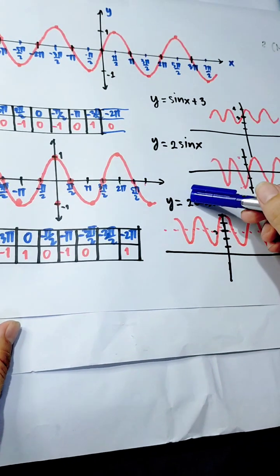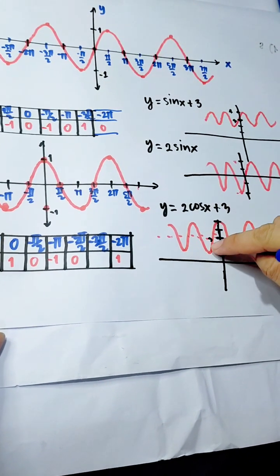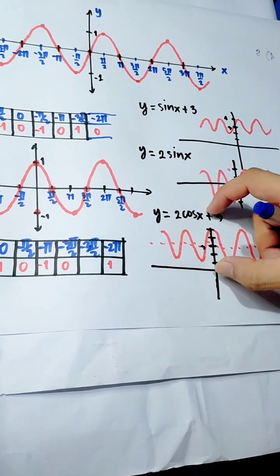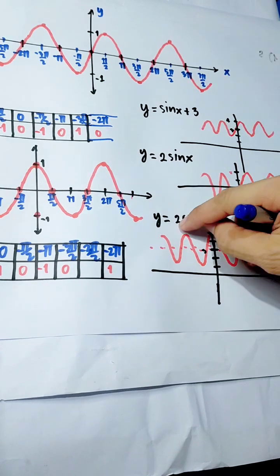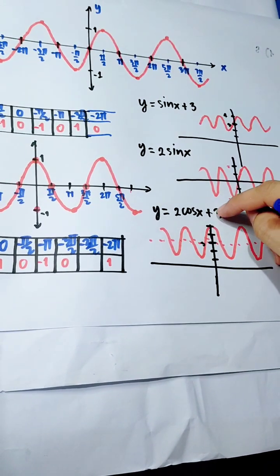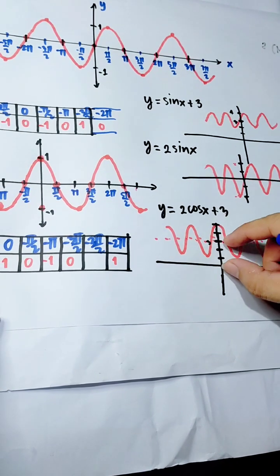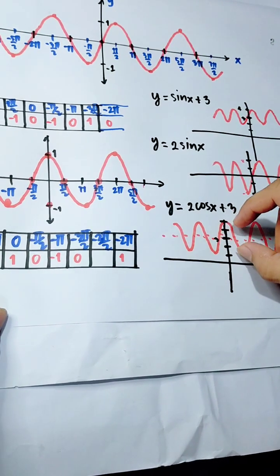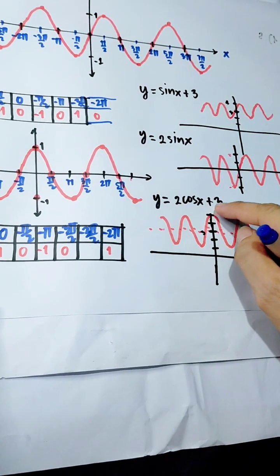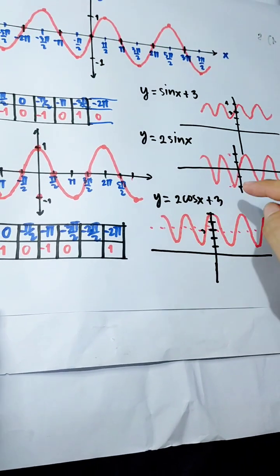So whatever your coefficient here, the amplitude of your wave will also increase or decrease according to the coefficient here, and the translation number here, or constant, will take your curve up or down depending on how much you add here or subtract as constant.